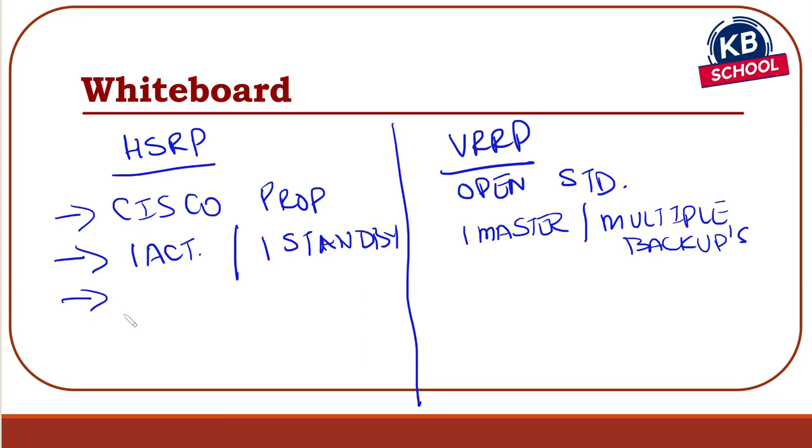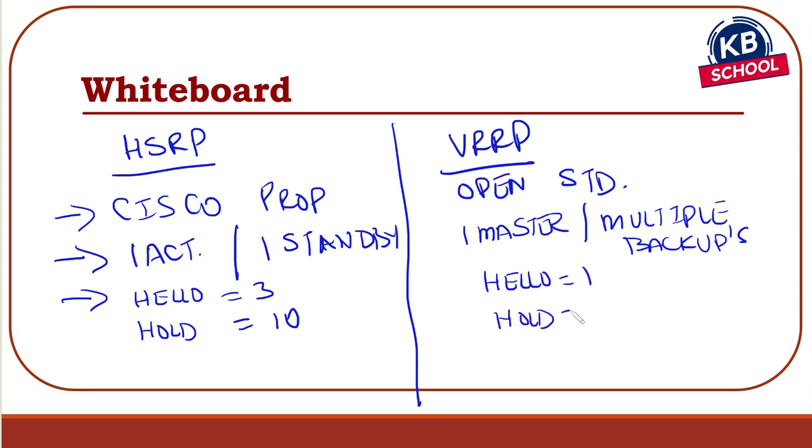Number 3 characteristic as a comparison is your, what do you call it, the hello and dead intervals. Hello is 3 seconds. Dead, which is also known as a hold down, hold time, is 10. Here, hello is 1, and hold down, which is like your dead, is 3 seconds. All right. So terminology wise as well, forwarding is what? Active. Backup is standby. Here, the forwarding is not called active, it's called master. Backups are called backups. All right.